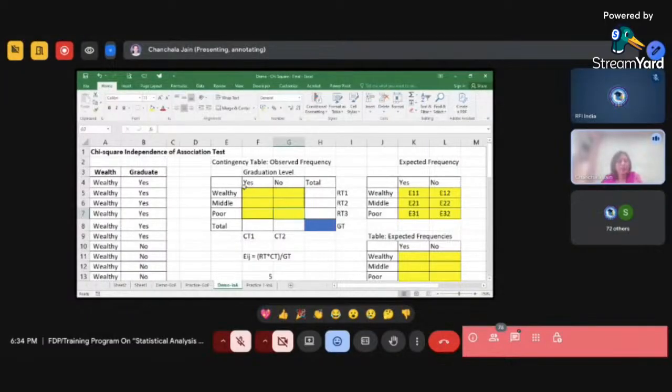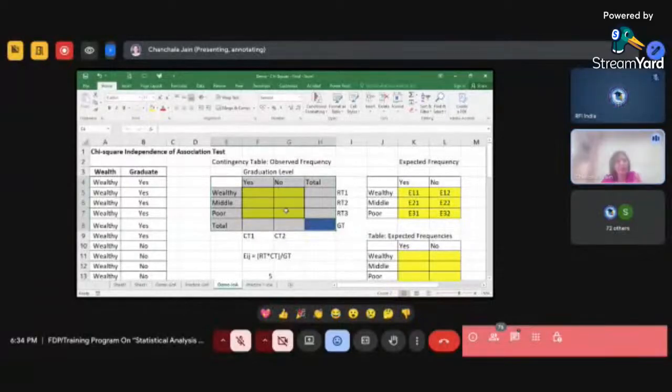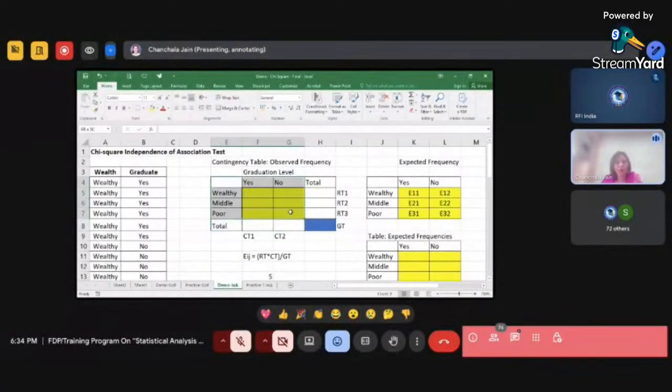So only table number 1. Only make table number 1 and then you can copy and paste. You can copy this portion and make this one and this one. Only one table you need to make and then you can copy and paste.